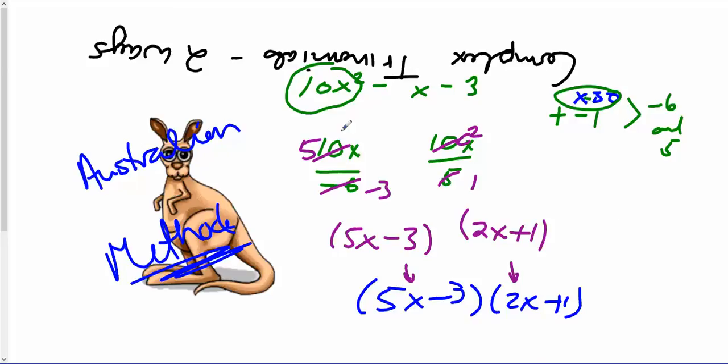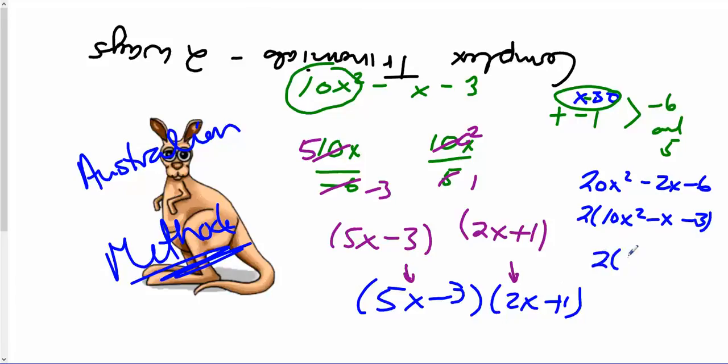So let's say we double everything to 20x squared minus 2x minus 6. You want to common factor this out first, so what you do is take the 2 out and then go like this. Then you're going to do all these steps here and get your two factors. But at the end, you're going to remember that the 2 goes in front of the whole thing. So you have 2 times one factor times the other factor. Okay, and that's really it.